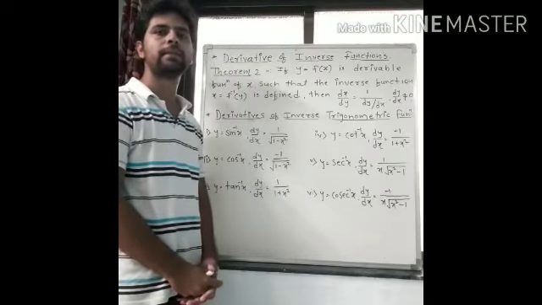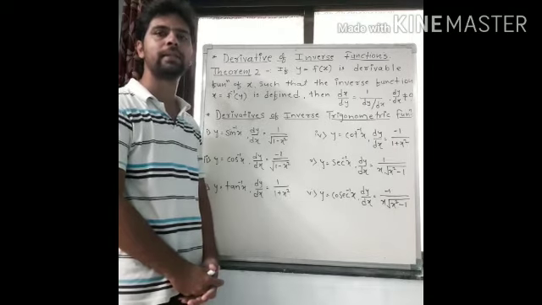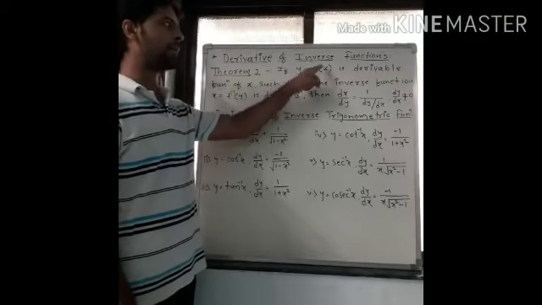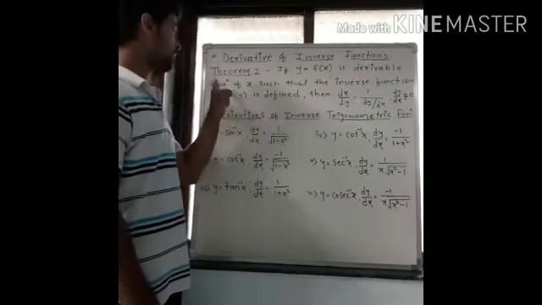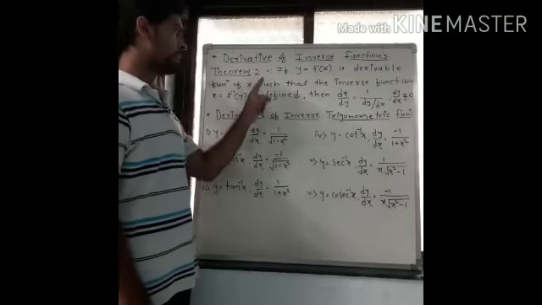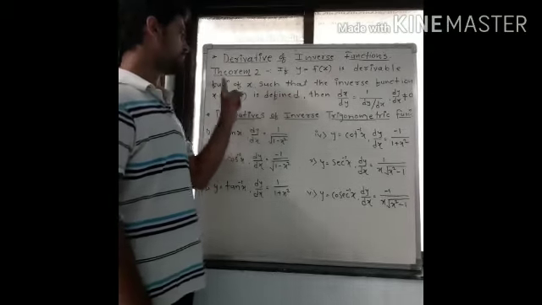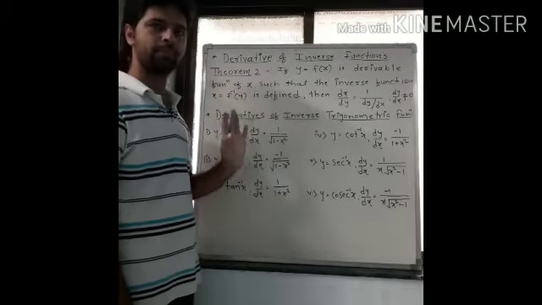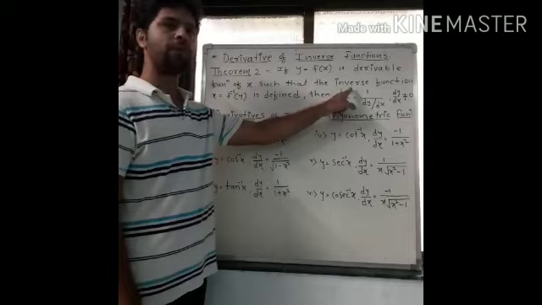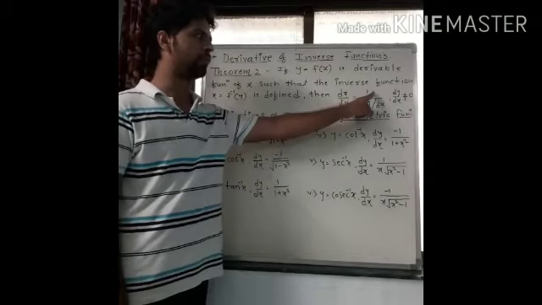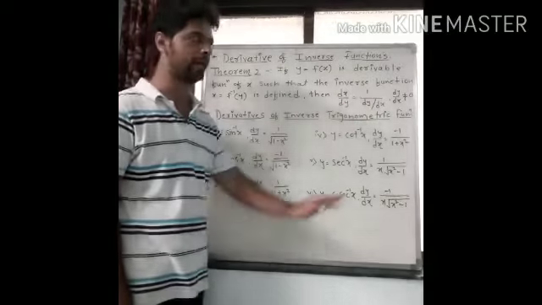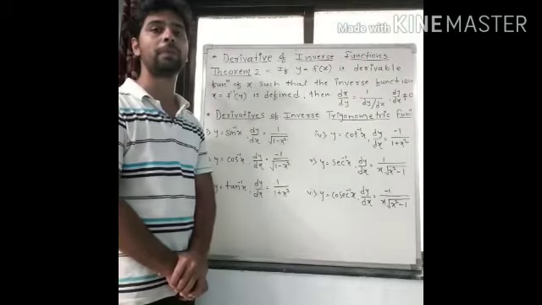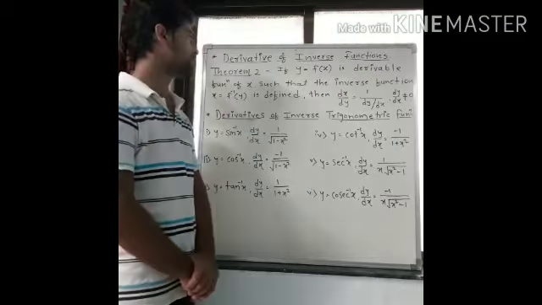Hello student, welcome to our new point, that is derivative of inverse function. Before that, we'll see the theorem number 2, which is related with these inverse functions. So the second theorem is, if y equal to f of x is a derivable function of x such that the inverse function x is equal to f inverse of y is defined, then derivative of x with respect to y is given by 1 upon dy by dx, where dy by dx is not equal to 0. It means your denominator should not be equal to 0. Okay, so this was the second theorem.